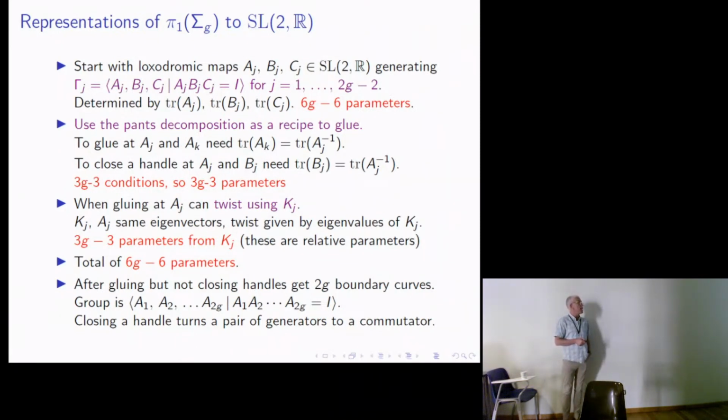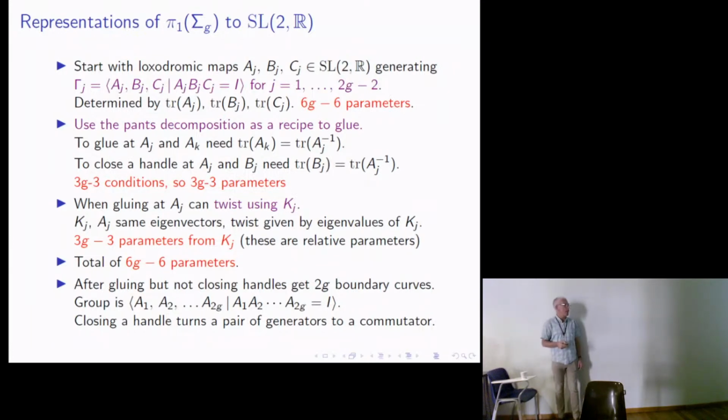And to do that, they need to be AJ and K, they need to be like that. I'm deliberately writing this as an inverse because later on we're going to need that. And to close a handle, I'm going to need this thing. These are 3G minus 3 conditions, so I get 3G minus 3 parameters, just like we had before. And when gluing at AJ, I twist using KJ. KJ is in the centralizer of AJ, and so I get different parameters there. Total of 6G minus 6 parameters. And so that's given me my Fenchel-Nielsen coordinates.